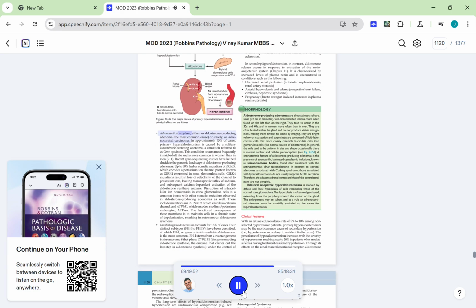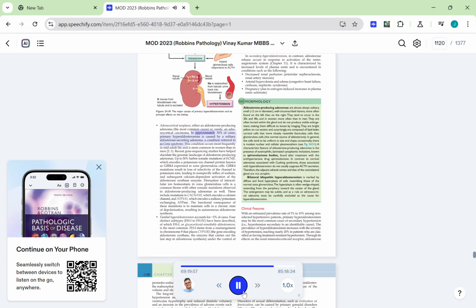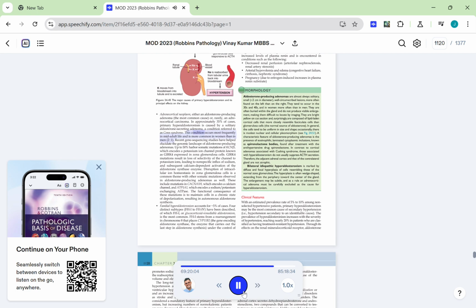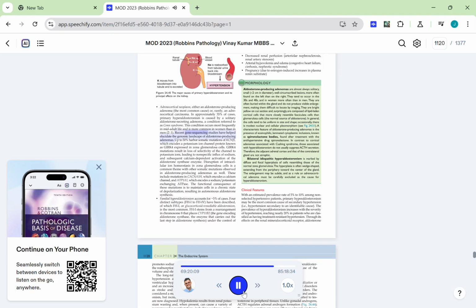Adrenocortical neoplasm, either an aldosterone-producing adenoma or, rarely, an adrenocortical carcinoma. In approximately 35% of cases, primary hyperaldosteronism is caused by a solitary aldosterone-secreting adenoma, a condition referred to as Conn syndrome. This condition occurs most frequently in mid-adult life and is more common in women than in men. Recent gene sequencing studies have helped elucidate the genomic landscape of aldosterone-producing adenomas.